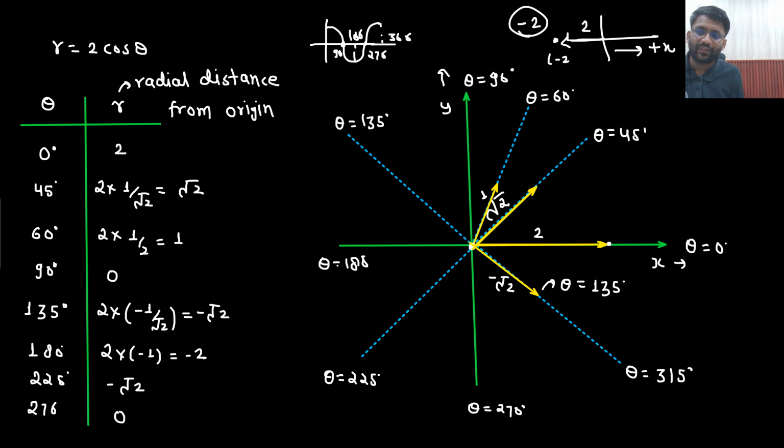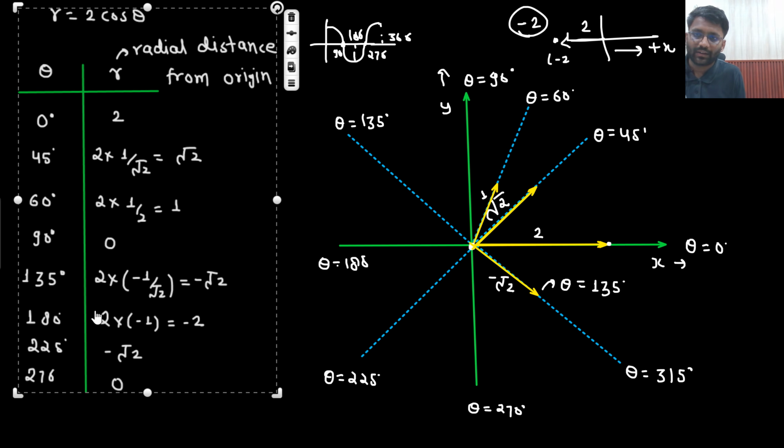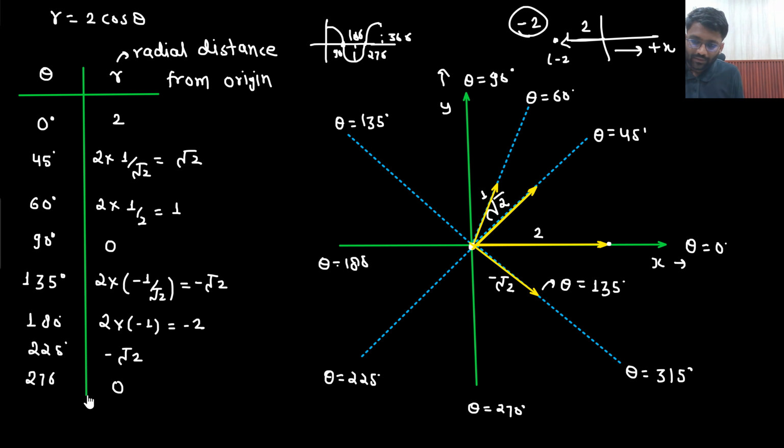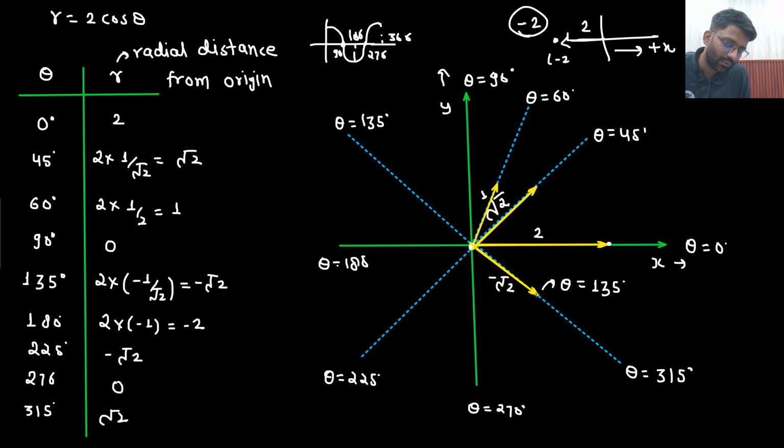Next, you will put 315 degree. When you put 315 degree, you will get under root 2. So when the angle is 315 degree, you are supposed to work for a distance of under root 2. That means you will again come back to this point only. And then at 360 degree, you are supposed to move for a distance of 2.